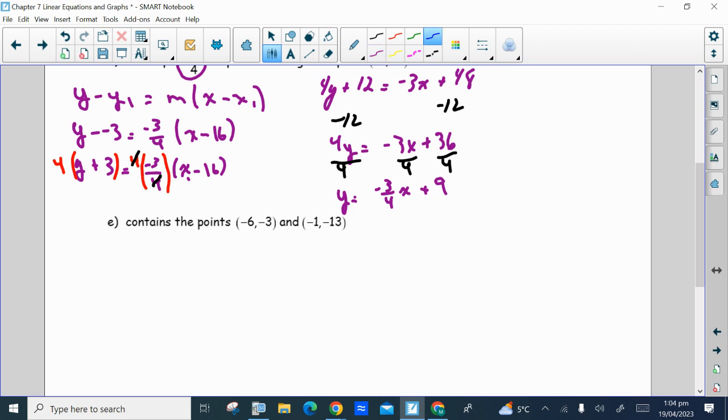What's different about question E is you're just given 2 points, so we would start this one by using the slope formula.